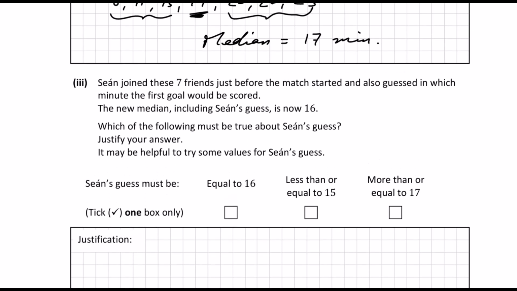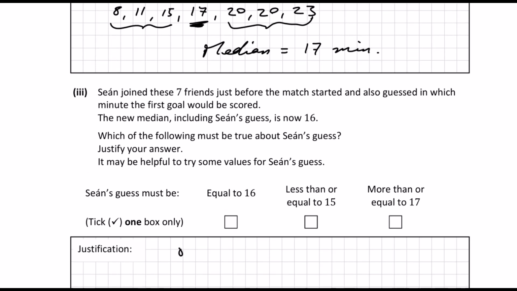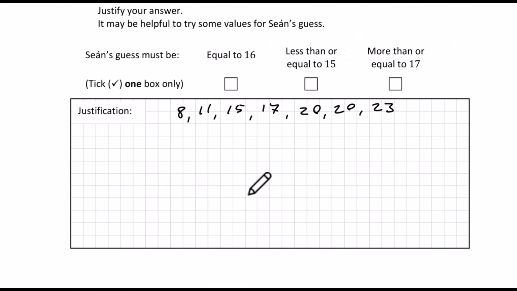So again, if we just write down these numbers, you have 8, 11, 15, 17, 20, 20 and 23. So there are 7 numbers here. Now there is an extra number, Sean's guess. Sean's guess changes the median to 16. If you look at these 2 numbers here, the middle number between 15 and 17 is 16. In other words, if you add 15 and 17 and divide by 2, you'll get 16.